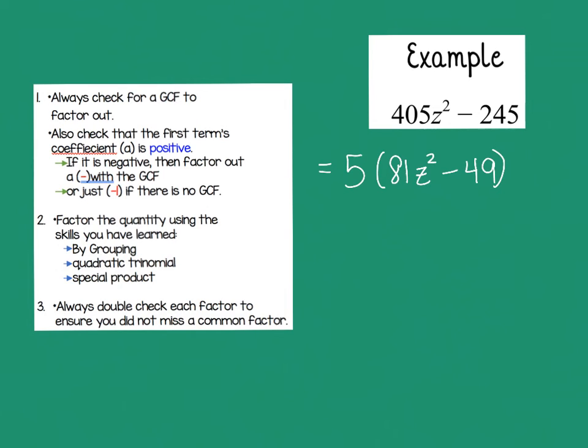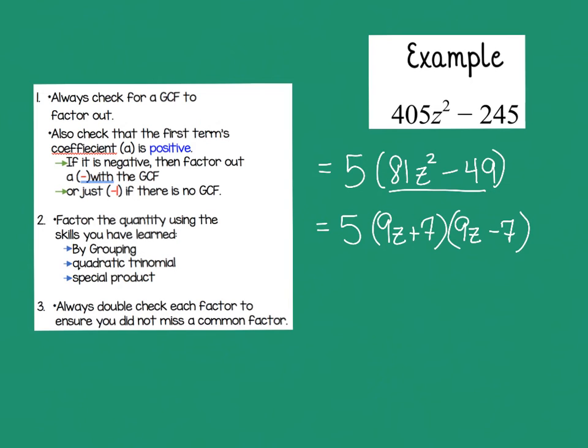Now we need to check for any polynomial quantities that are bigger than a monomial. We need to see, is this factorable? And it is, because the first term, 81z squared, is a perfect square, and so is the last term, 49. So it's a difference of perfect squares. So we will bring down the 5 factor, and then the 2 factors for this special product would be 9z plus 7 times 9z minus 7.